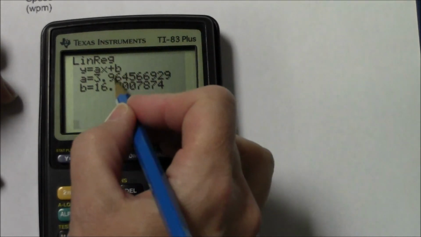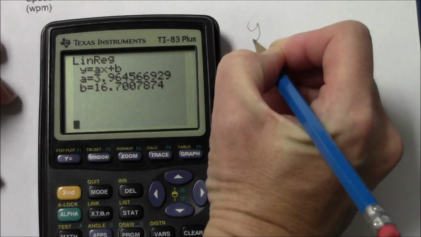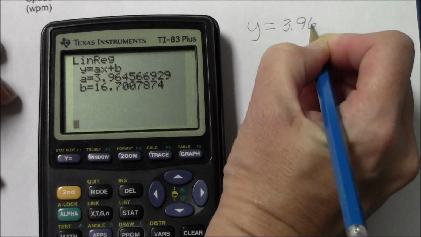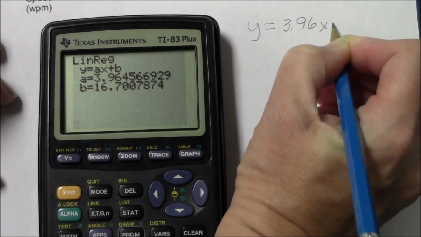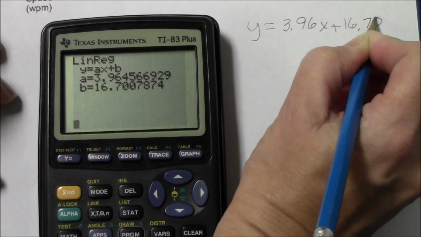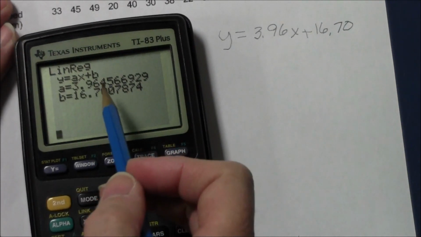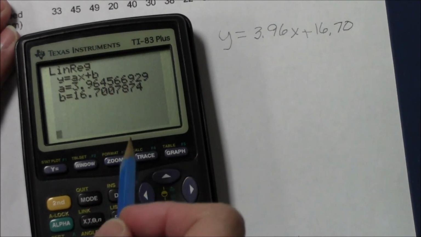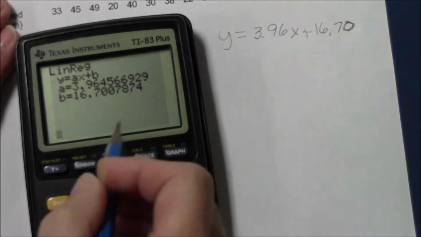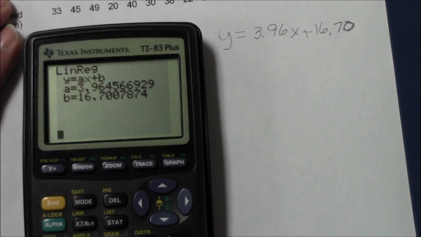So what you want to do, we're going to just round to the hundredths place. So we're going to make this y equals 3.96x plus 16.70. Okay, notice we rounded to the hundredths place on both of these. This 0 wouldn't necessarily be necessary in math, but I put it in just to show that we meant to round to that place value.